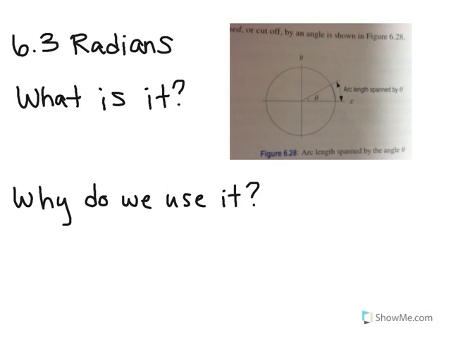This is section 6.3, which talks about radians. And if you look in the picture on the upper right-hand side here, radians are a different way of measuring angles. Up to this point, we only know how to measure them in degrees. Well, now we're going to learn how to do them in radians.